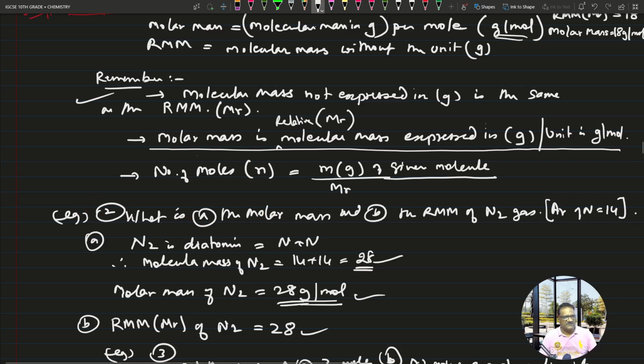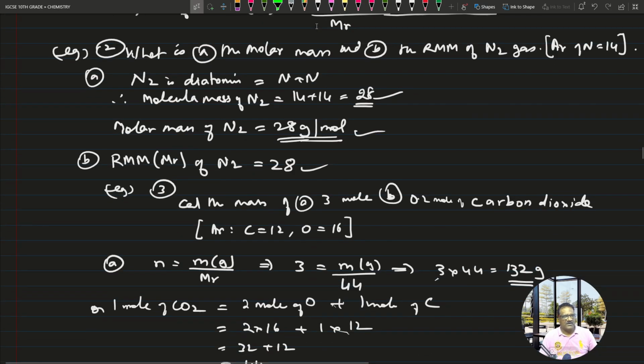So let us proceed with the next example. What is the molar mass and the RMM of nitrogen gas? So nitrogen N2 is diatomic, so it consists of two nitrogen atoms. The molar mass of nitrogen will be the Ar of nitrogen, and because there are two atoms making one nitrogen molecule, you will write 14 plus 14, so 28. So this 28 is your Mr of nitrogen.